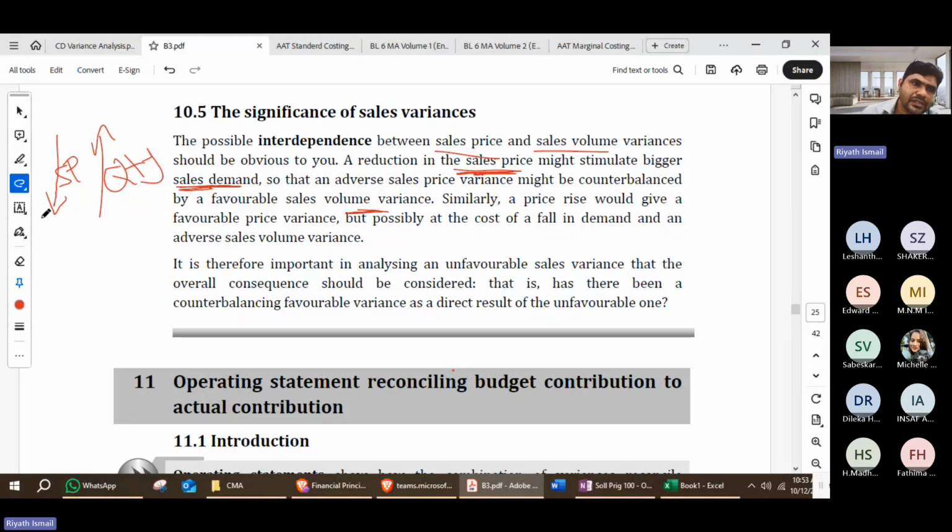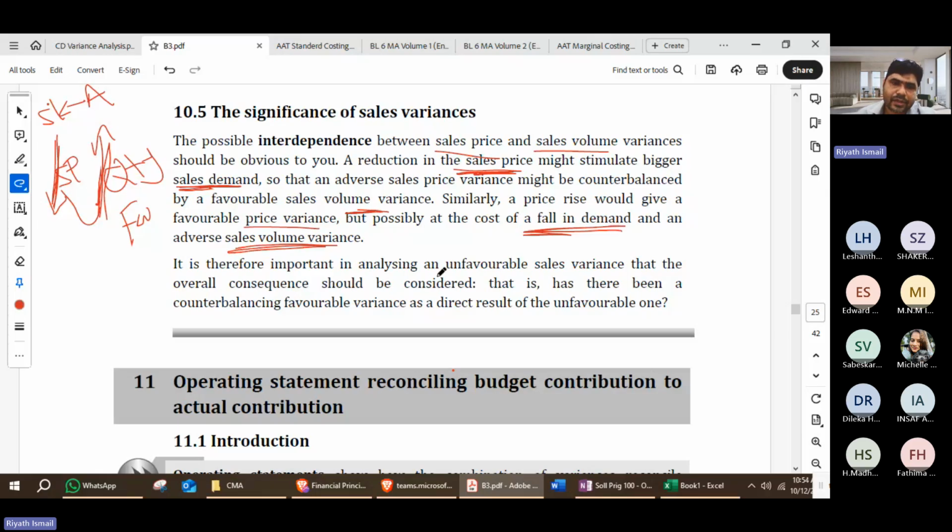So when sales price goes down, in terms of sales price variance, it may be adverse. But it boosts sales now. Therefore, we can enjoy the favorable variance because of boosted sales. Similarly, a price rise would give a favorable price variance, but possibly at the cost of a fall in demand, and an adverse sales volume variance.